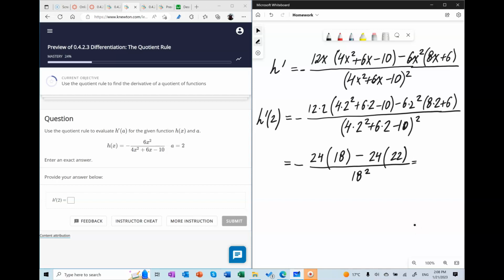So we minus, let's take out 24 there. So we have 18 minus 22, that's just negative 4, divided by 18 squared. Here, I'm just being lazy. We know that 4 and 18 have 2 in common. We know that 24 and 18 have 6 in common. And the final answer is 8/27.